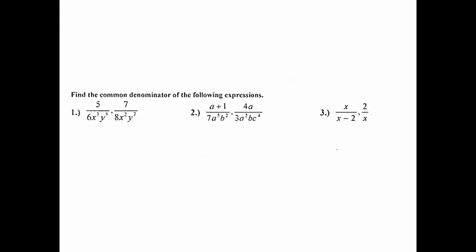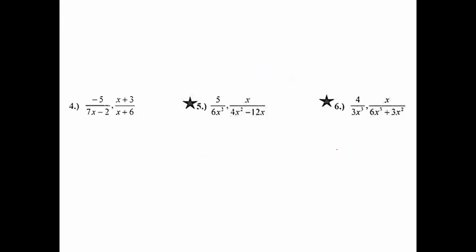I think we did numbers 1, 2, and 3. Is that correct? Do we do 4, 5, and 6? Okay, so let's start off at 4, 5, and 6. So looking at number 4, your job is to find the common denominator, or the LCD, the lowest common denominator, okay? If you look at these two, you have 7x minus 2 and x plus 6. Your lowest common denominator is going to be 7x minus 2 times x plus 6. That's what you want the denominator to be.